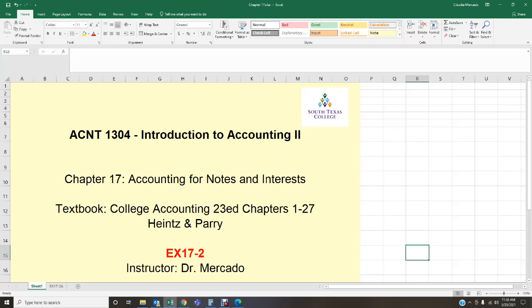In this particular week, we are going to be covering Chapter 17, which deals with accounting for notes and interest. Now, in this chapter, we're going to learn about a promissory note, calculating interest and determining the due date of a promissory note, accounting for notes receivable transactions and accrued interest, as well as accounting for notes payable transactions and accrued interest.